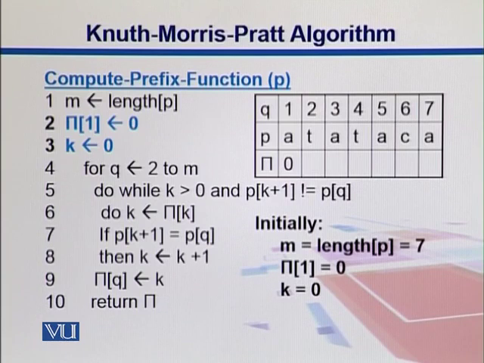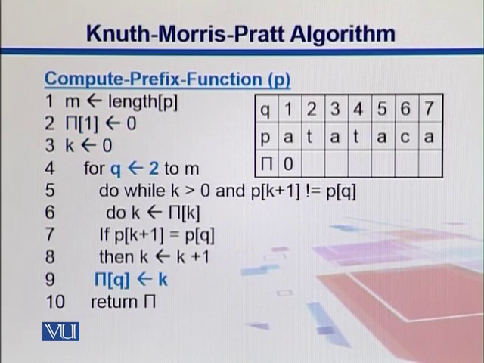So q moves from 1 through 7. We actually start with q equal to 2 as far as this for loop is concerned. Here we just initialized the length of P equal to 7, pi of 1 equal to 0, and k equal to 0. Now we move to the next step, where we start with q equal to 2 to m.